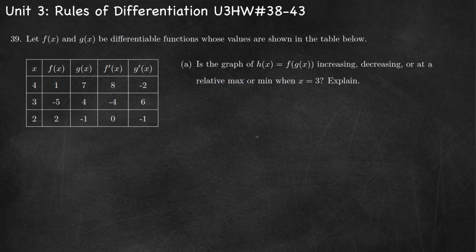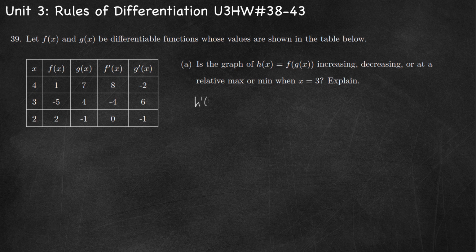Number 39, let f and g be differentiable functions whose values are shown in the table below. Part A: is the graph of h equals f of g of x increasing, decreasing, or at a relative max or min when x equals 3? So in order to answer that question, we want to know if the derivative of h is positive, negative, or 0. So we're going to find h prime of x.